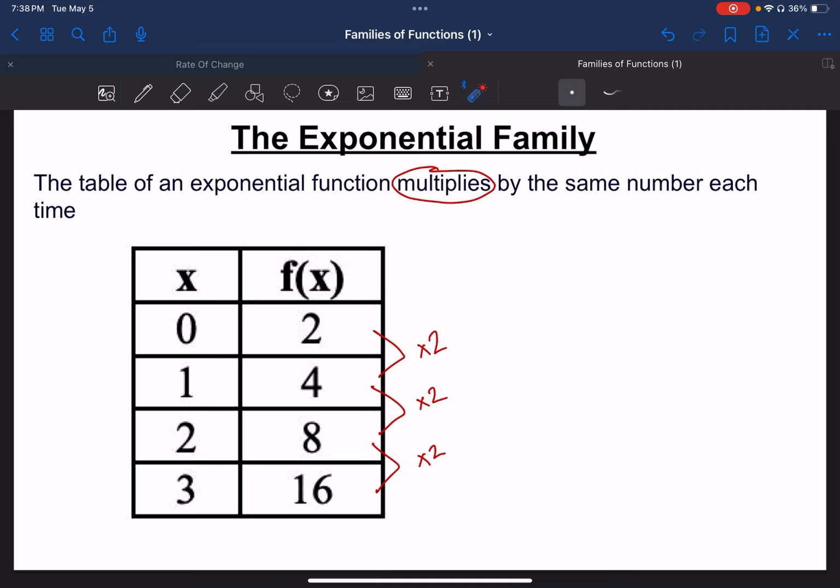Okay, so we can tell that this is an exponential function because we're multiplying by the same value. Okay, and I also want to mention that we could multiply by a fraction or decimal, and that would make these values go down. But as long as we're multiplying, we are doing an exponential function in the table. Okay.